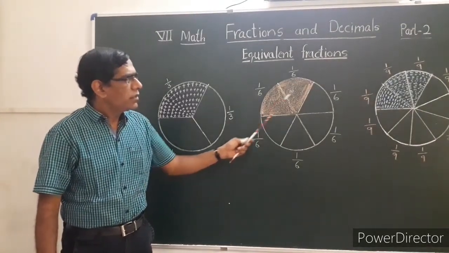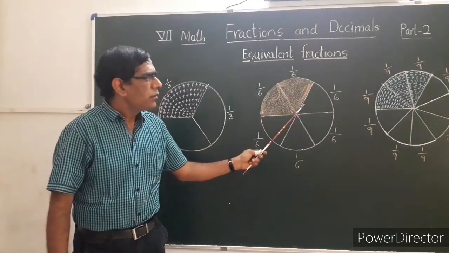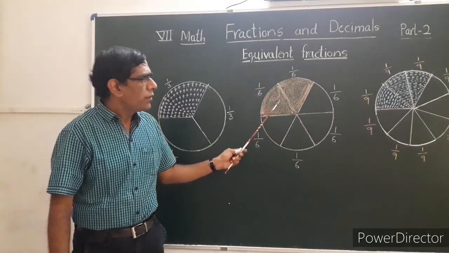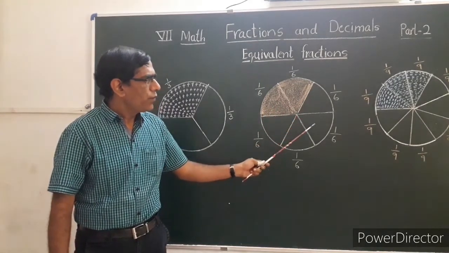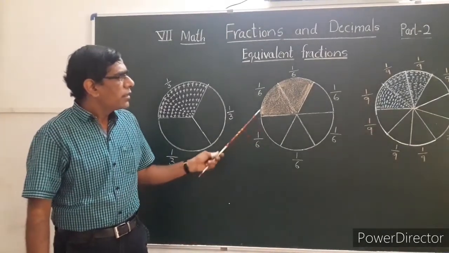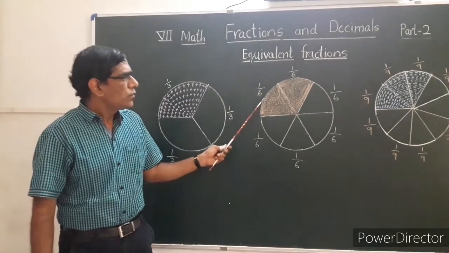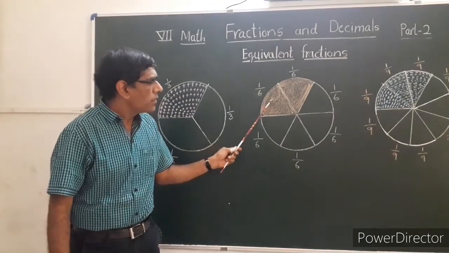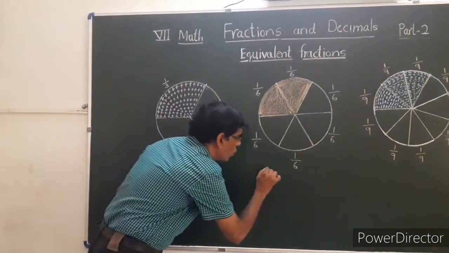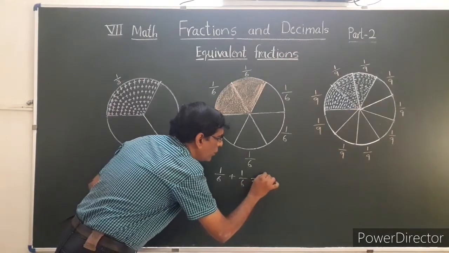Here in this circle I have cut it into six equal parts: 1, 2, 3, 4, 5, 6. Six equal parts. These two parts I have colored, I have shaded. 1 by 6, 1 by 6. Let's add them. 1 by 6 plus 1 by 6 is equal to 2 by 6.